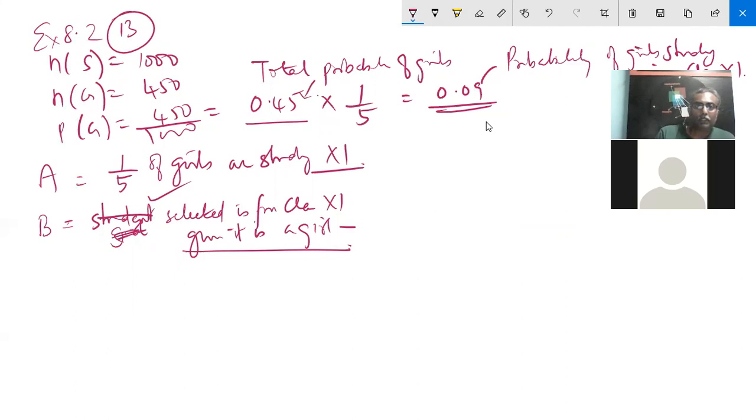Out of 450 girls, only 1/5, that is 90 girls, are studying in class 11. So 90 girls are studying in class 11. Now he's asking which we will take as A and which we will take as B.